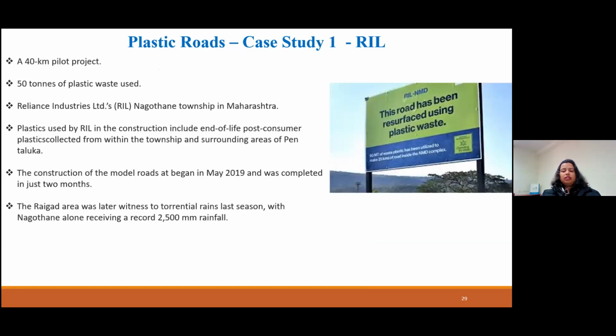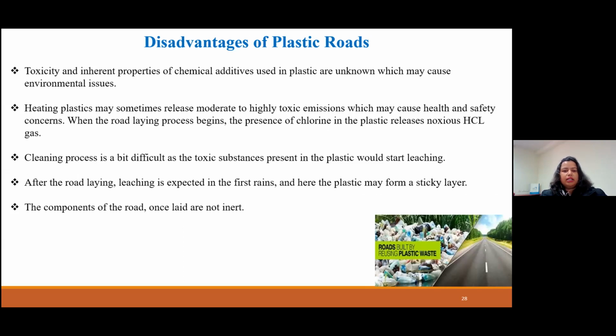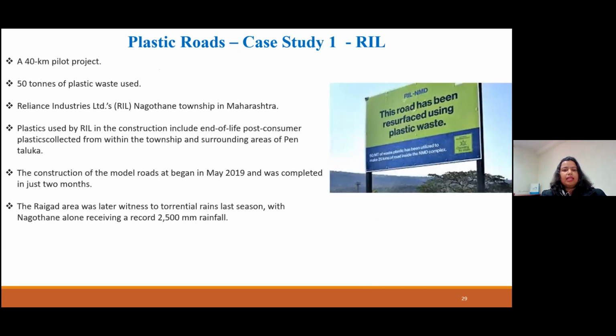So there are three case studies. I'll just discuss them quickly, and then we'll move on to wrap up. Yes, recycled asphalt pavement. So this was one example.